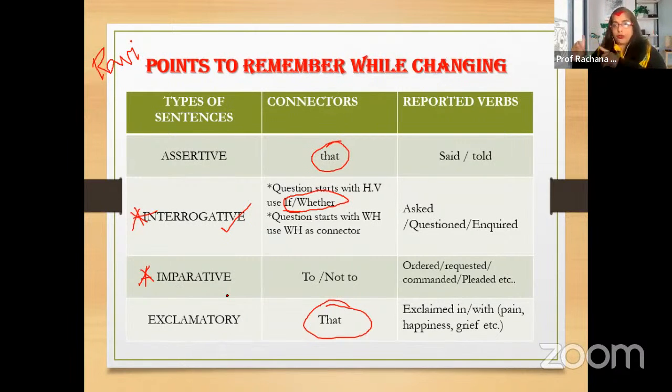To or not to has to be used to join. The reported verbs can be changed as per the mood of the sentence. Read the sentence and try to understand whether it is ordering, whether it's a request, or whether it is, you can say, inquiring. So you have to understand the meaning and then take a decision. Understood? So we will be using to and not to, and not that, please.